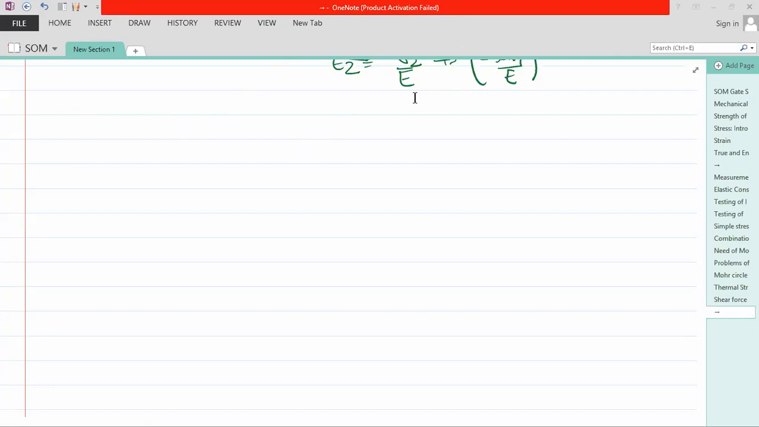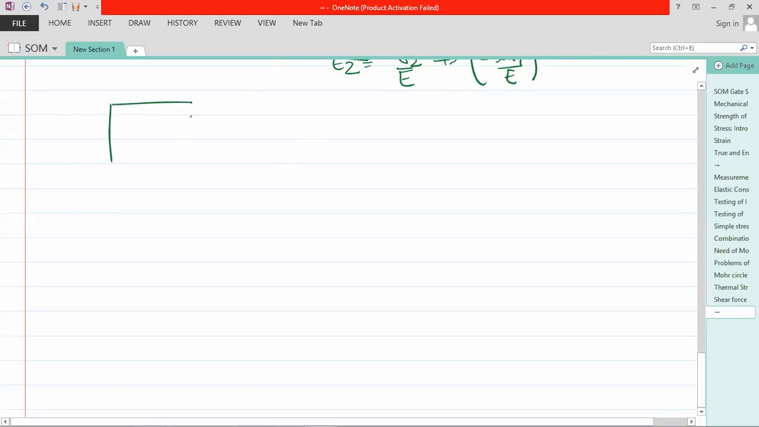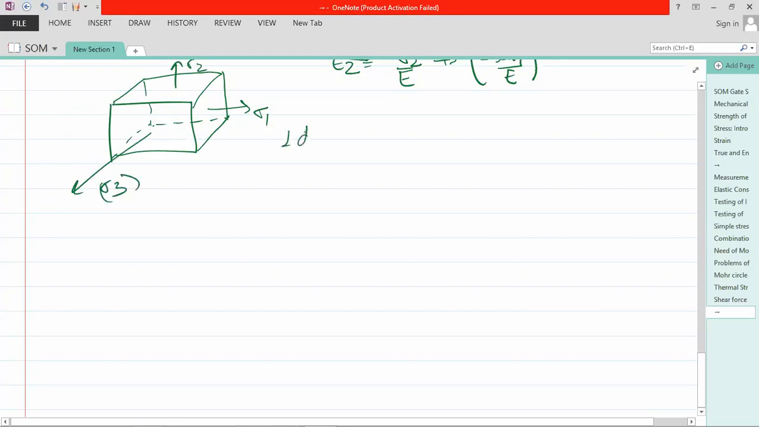Now, in three dimensions that I know that you know, I will extend this concept that I told earlier in three dimensions. This will help you in finding the volumetric strain. Suppose this face is working with sigma 1, this with sigma 2, and this face with sigma 3. Now, in one direction, epsilon 1 is equal to, I hope you are getting it. If not, please message me.